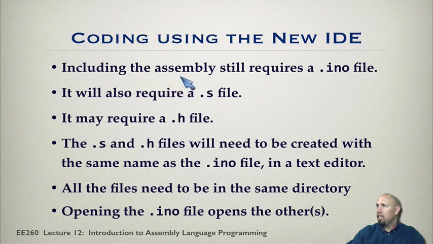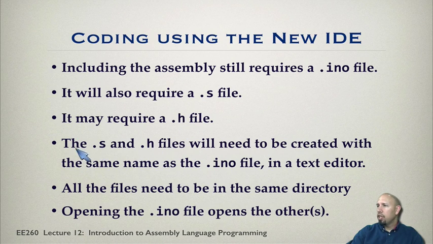Including the assembly still requires that you use a .ino file. The .ino file is always needed when you use the Arduino IDE, and we're going to see that sometimes your .ino file can be blank, but you still need one. To do assembly, you're going to have a .s file, and you may also need a header file, a .h file. It may or may not.